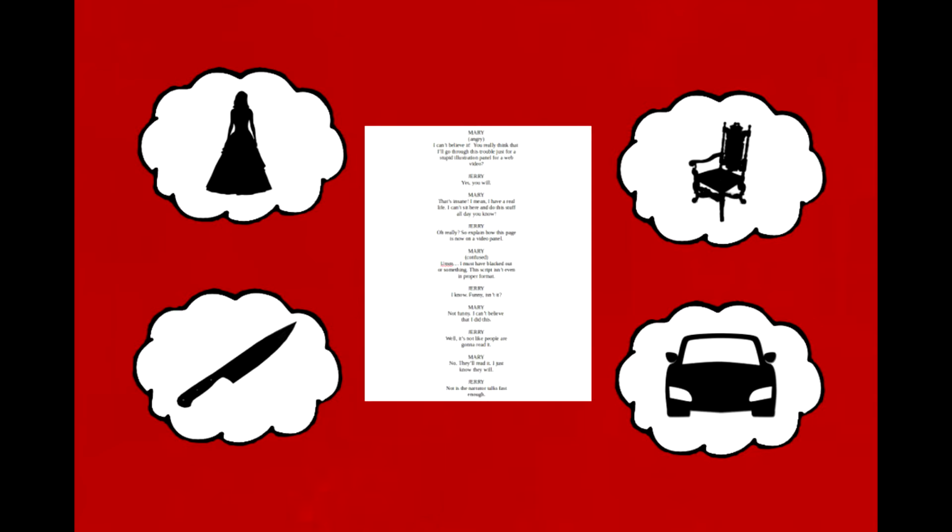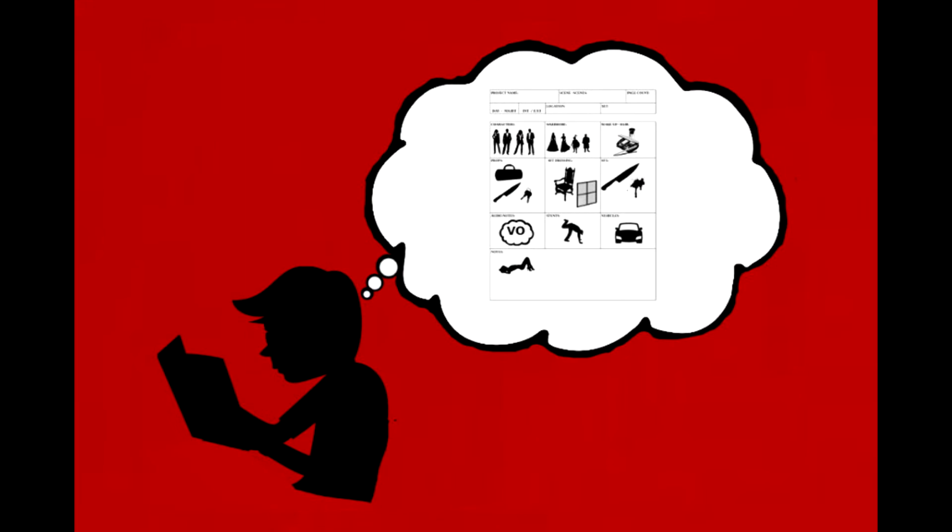But the most important reason why you need to do this yourself, and you need to do it by hand, is because you, as a director, need to know every single thing about this script. And one of the best ways to get a good look at that big picture is to do the breakdown. Now, if you've written the script, you probably think, why should I bother doing this? Because I already know everything.